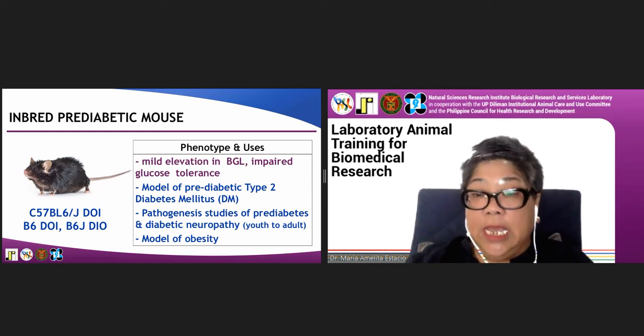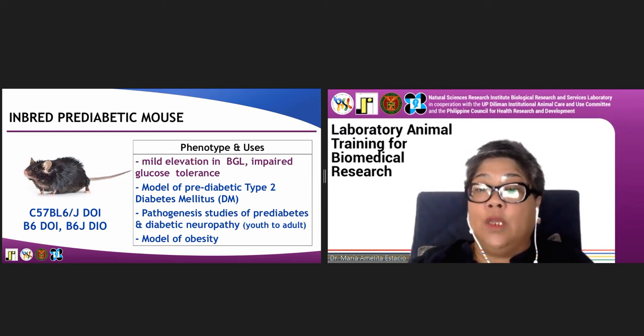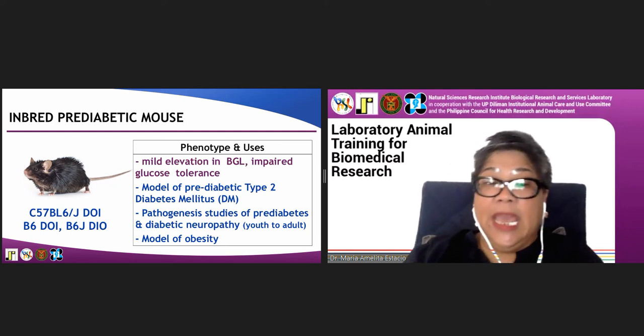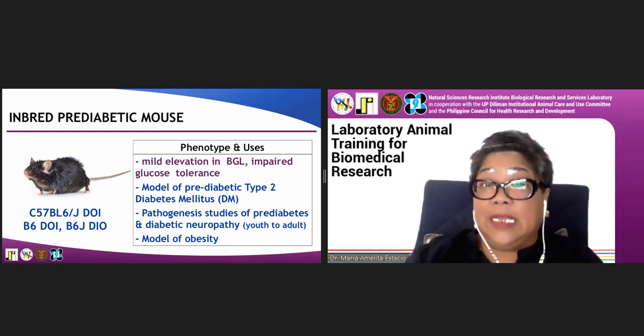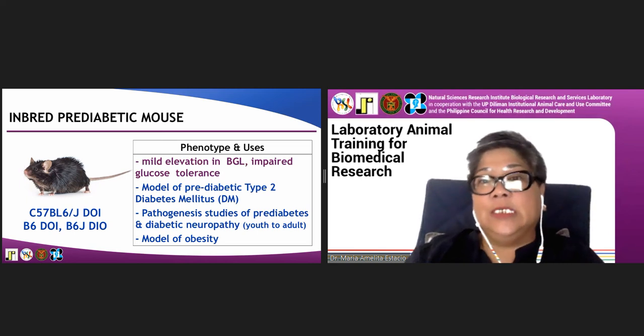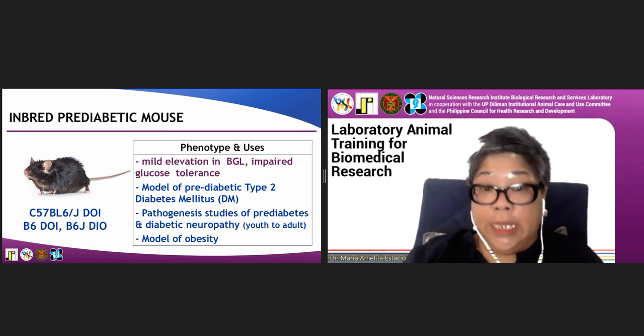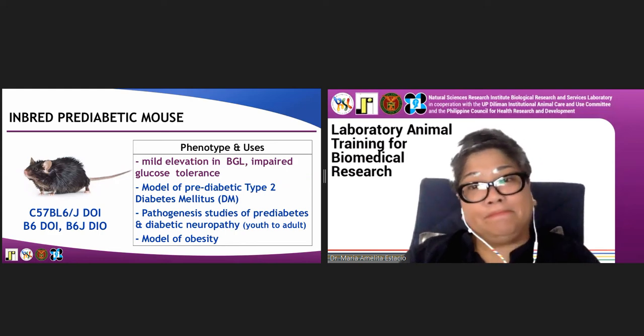So usually you can follow the progression of the neurological problems from early or young animals until their adulthood. And since this is also diet-induced obesity, this is also popularly used as a model for studying obesity.